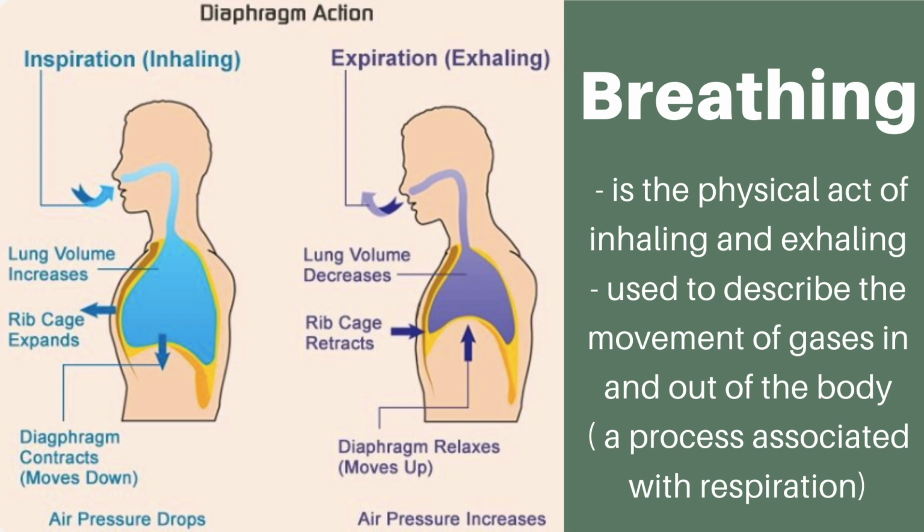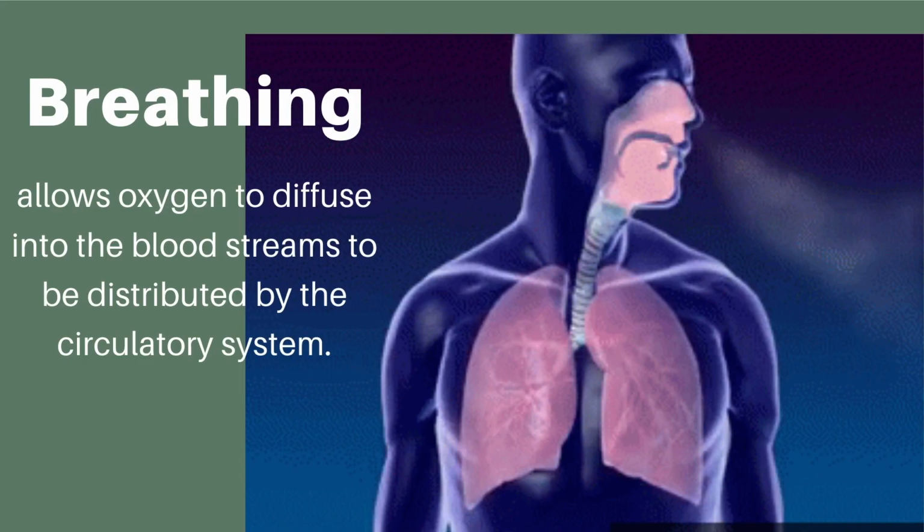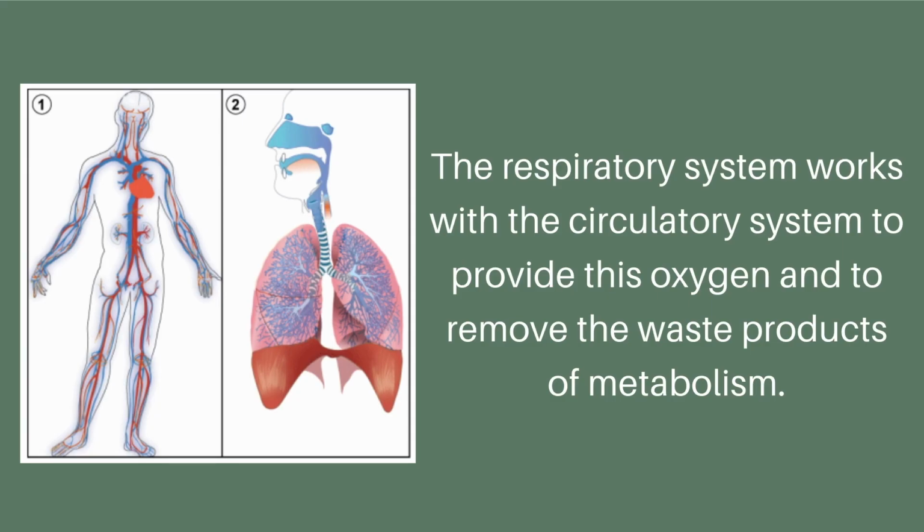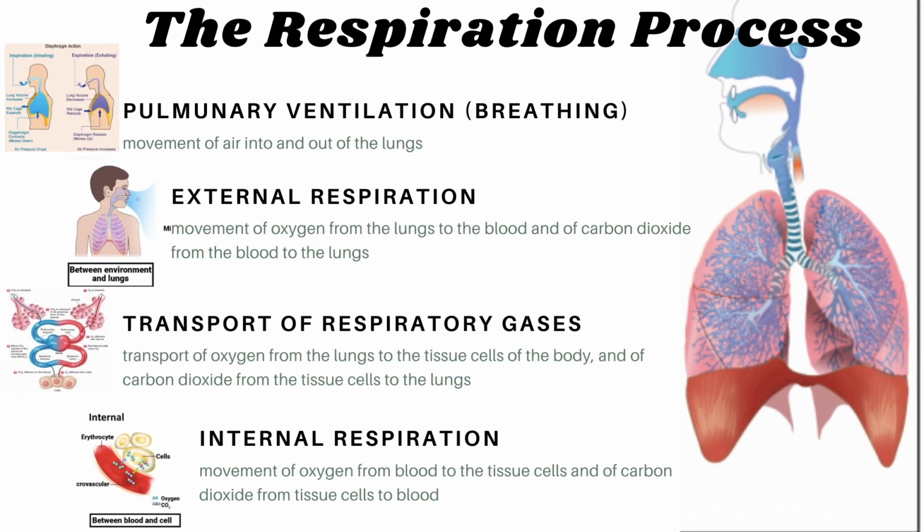Respiration is the process of converting sugar with the presence of oxygen to produce useful energy for the cell's use. Breathing allows oxygen to diffuse into the bloodstream to be distributed by the circulatory system. The body cells need a continuous supply of oxygen for the metabolic processes that are needed to maintain life. The respiratory system works with the circulatory system to provide this oxygen and to remove the waste products of metabolism. The major function of the respiratory system is to supply the body with oxygen and dispose of carbon dioxide.